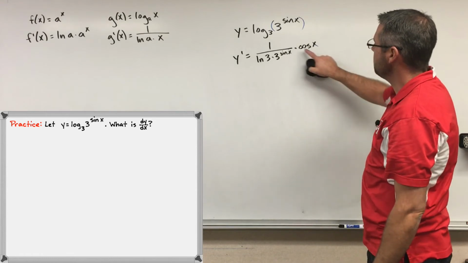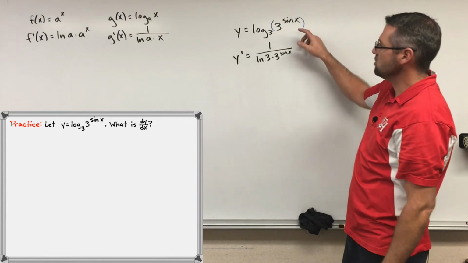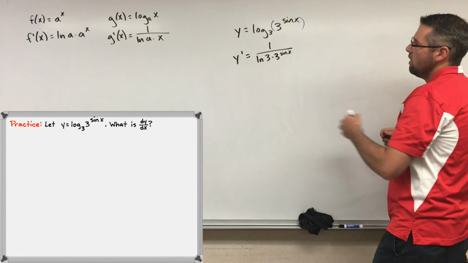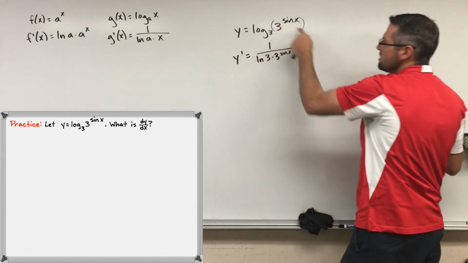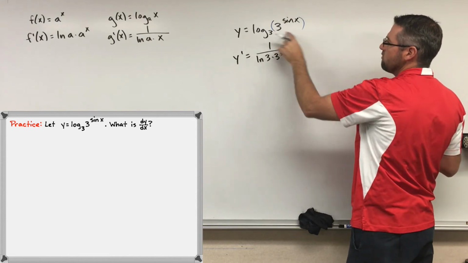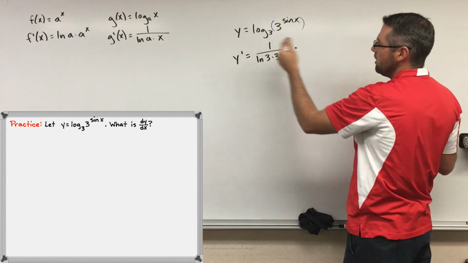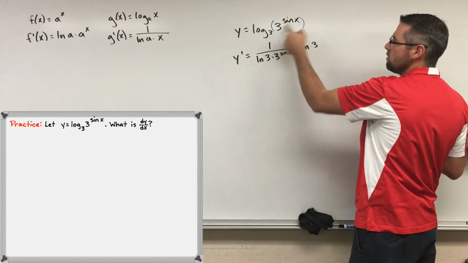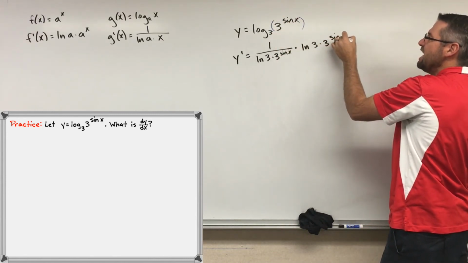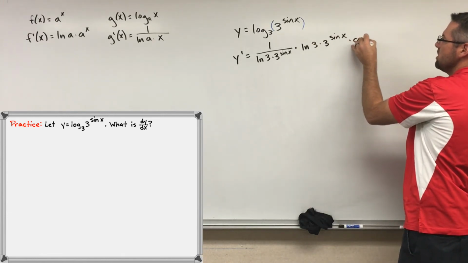Here we go. Instead of multiplying by cosine of x, I screwed up my chain rule here. The inner function is 3 to the sine of x. So I have to multiply by the derivative of that inner function. So there's an exponential function. What's the derivative of 3 to the sine of x? Well, it's the natural log of the base, so natural log of 3, times the 3 to the sine of x. And now the inner function is sine of x, so we'd have to multiply that by cosine of x.